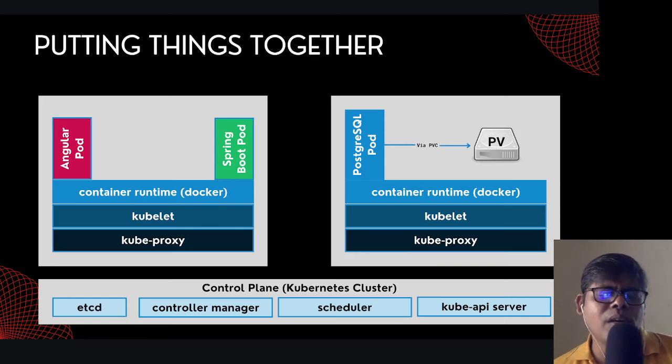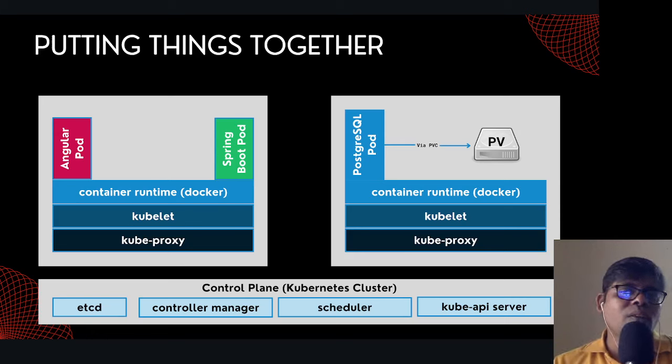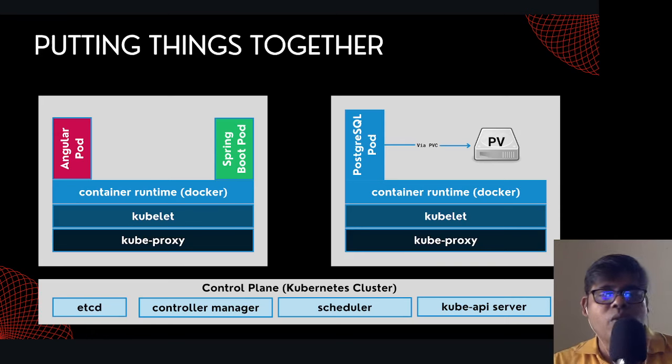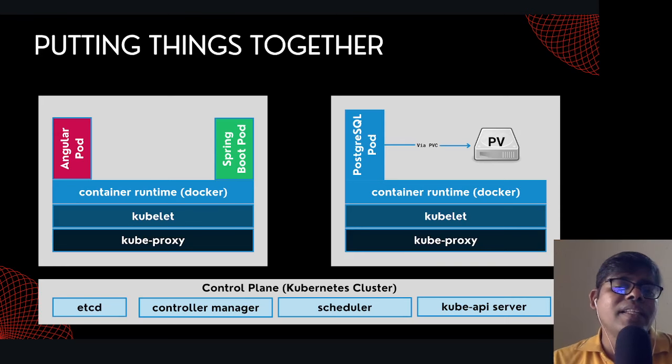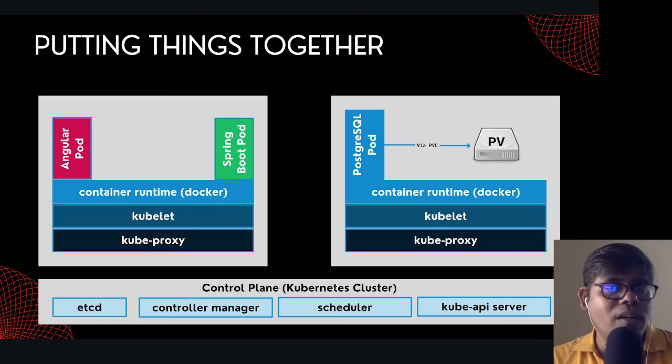But one key point is, even though this particular PV is mounted on this one node, okay, it can actually be used by this pod also. That means even if this PostgreSQL pod is deployed here, the only thing is we need to map this PV and mount it as a path, so that this PVC can be claimed by even the Angular pod if required, or the Spring Boot pod if required.